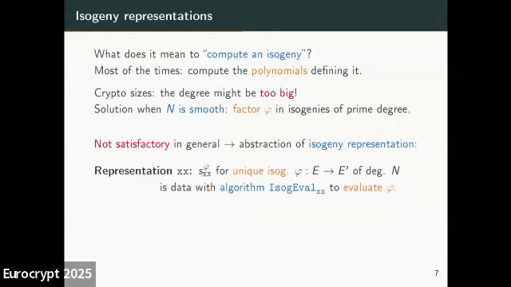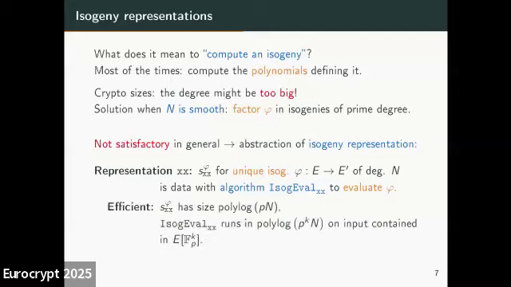Okay, but this is not satisfactory in general, and this is why we can use this abstraction of an isogeny representation, which is just some data related to some unique isogeny, such that there is some algorithm to which I can give the data and some point, and it will evaluate the isogeny on the point. And that's essentially the only thing I really need to do with an isogeny: evaluate it. And I say that this representation is efficient when, first, the data is pretty compact and, also, the algorithm runs efficiently.